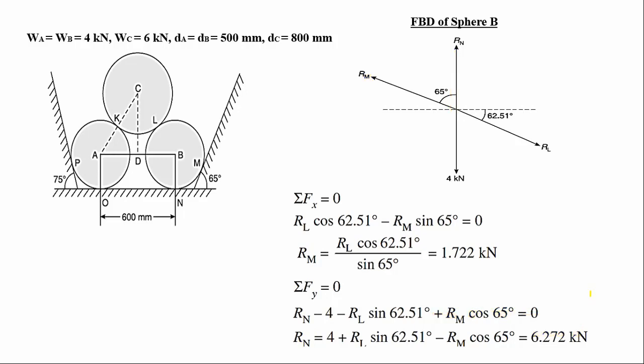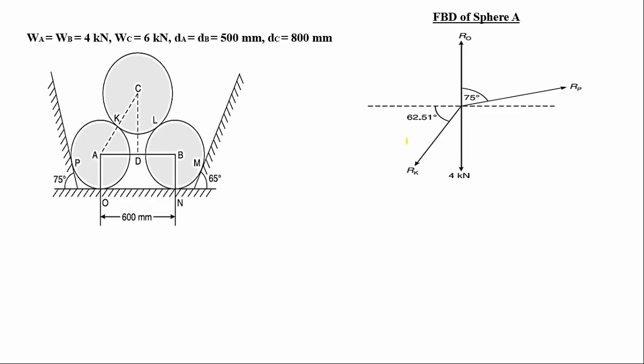Next, we will draw the free body diagram of sphere A. The self weight acts in the downward direction, that is 4 kilonewtons. It is touching this point O, so the reaction develops normal to the surface, that is RO, which is moving upwards. Next, at point P, the reaction develops normal to the surface. We have shown this as RP.